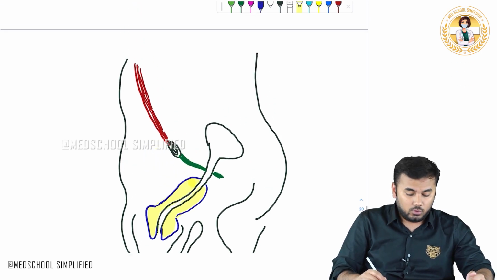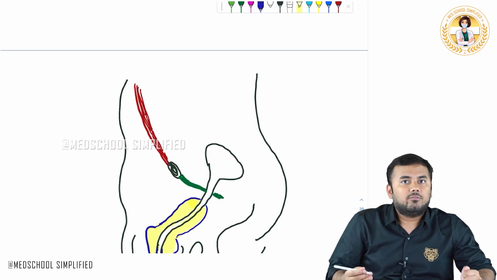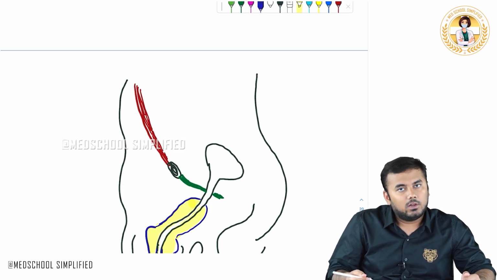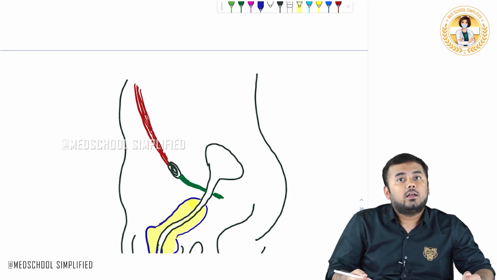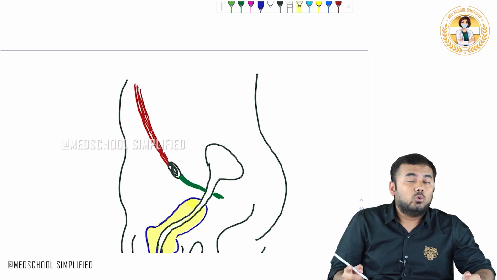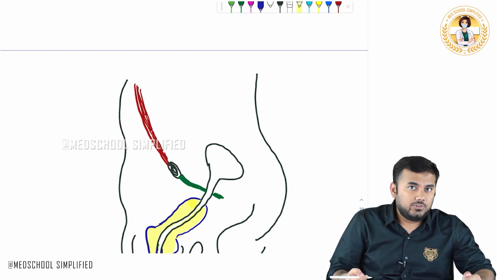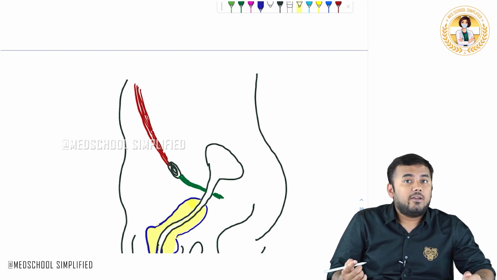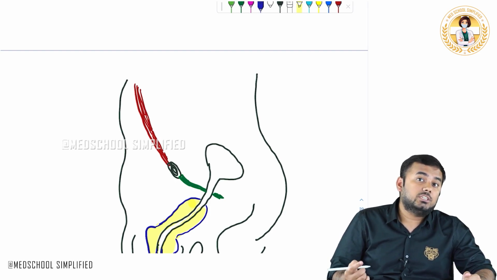Now what did I tell you? I told you that after skin we have got superficial fascia in the anterior abdominal wall. This superficial fascia has two parts: the outer Camper's fascia and the inner Scarpa's fascia. Camper's fascia is a fatty layer and Scarpa's fascia is membranous.